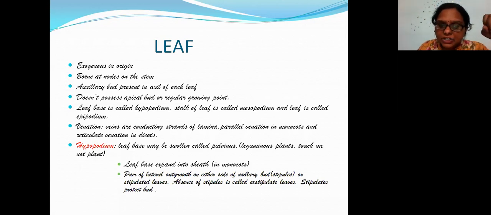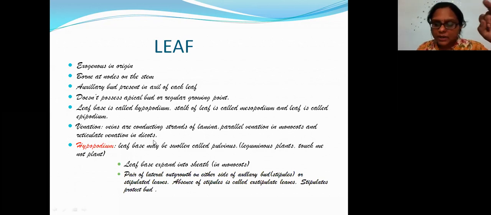You have parallel venation and reticulate venation. I have not taken the examples because it is there in your book itself. You have to keep one thing in your mind, which they often ask: parallel venation is mainly seen in the monocots, and reticulate venation is seen in the dicot plants. Veins are nothing but the conducting strands of lamina. These words we never use in our NCERT, or it is out of NCERT, so I have just written it. So veins are nothing but the conducting strands of the lamina.